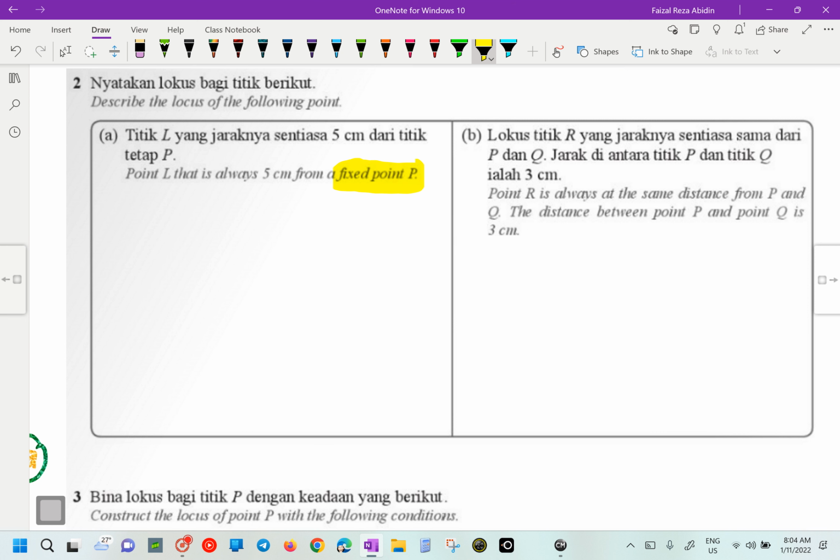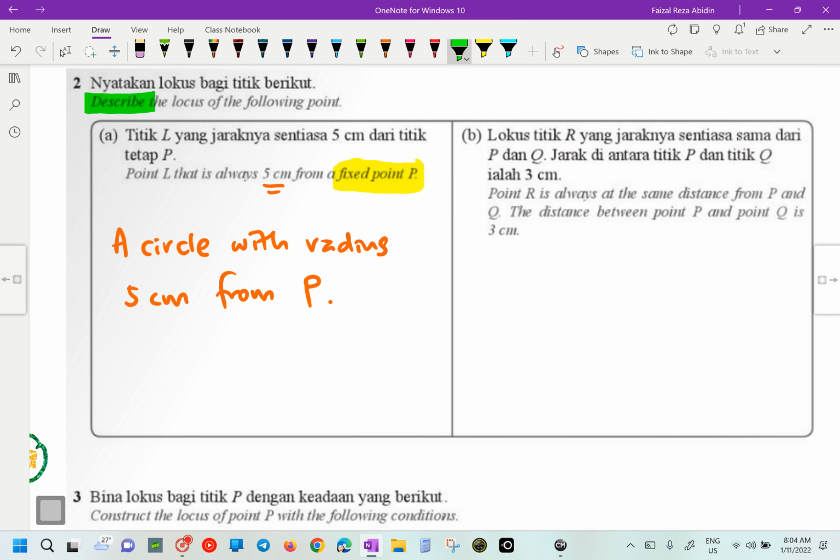What type of locus did we have from fixed point? One point. What type of locus? Yes, we are going to have a circle. A circle. Okay, so 5 centimeter here is going to be what? Yes, a circle with radius 5 centimeter from our point P. That's how we are going to describe. Okay, so circle here is going to be our locus.